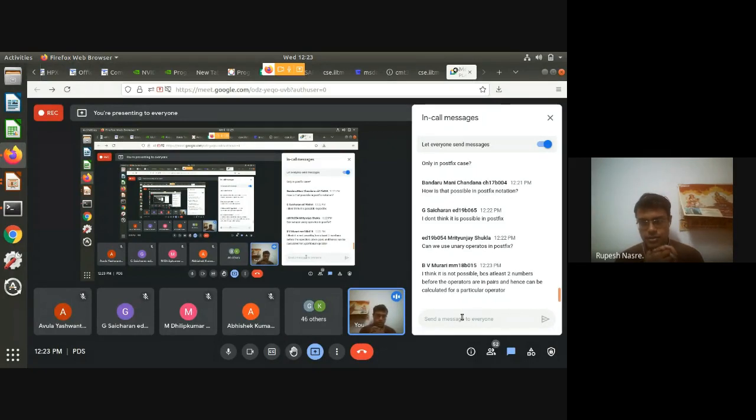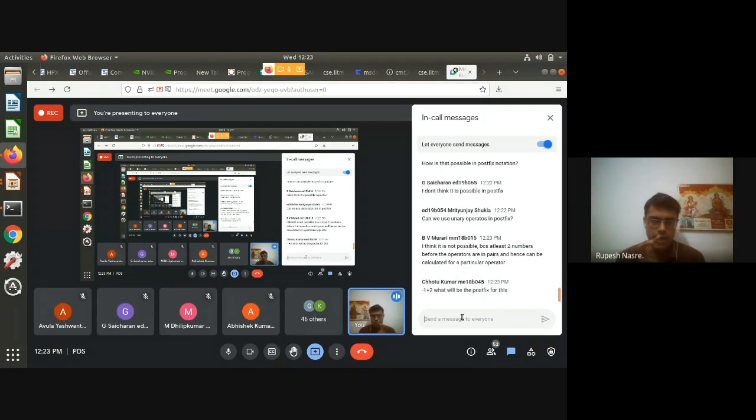Murari says, I think it's not possible because at least two numbers before the operators are in pairs and hence can be calculated for a particular operator. Okay, so let's think about this. Let's say that you encounter a plus, and you don't have enough arguments available. In our case, 1 2 plus. Instead of that, if I write 1 plus, then the operands will not be available. But then the expression is also not a valid expression.